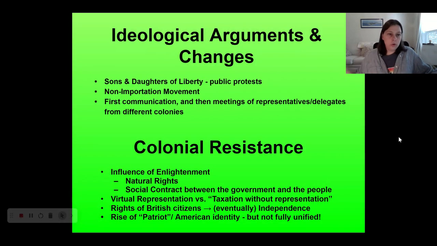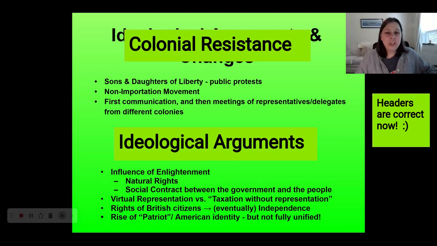Some other general changes are happening across the roughly 10, 12 years or so of the road to the revolution. There is colonial resistance, and then there's also ideological changes. Oops, I got my headers flipped here. Just sort of flip those headers. At the top up there are some examples of colonial resistance.